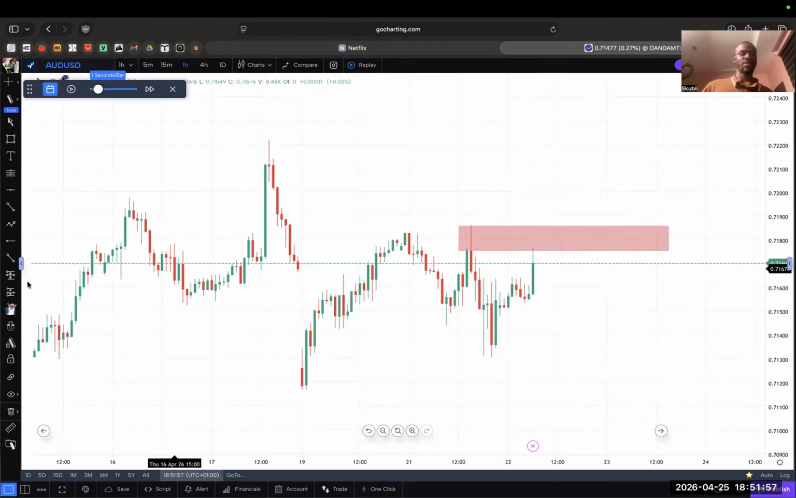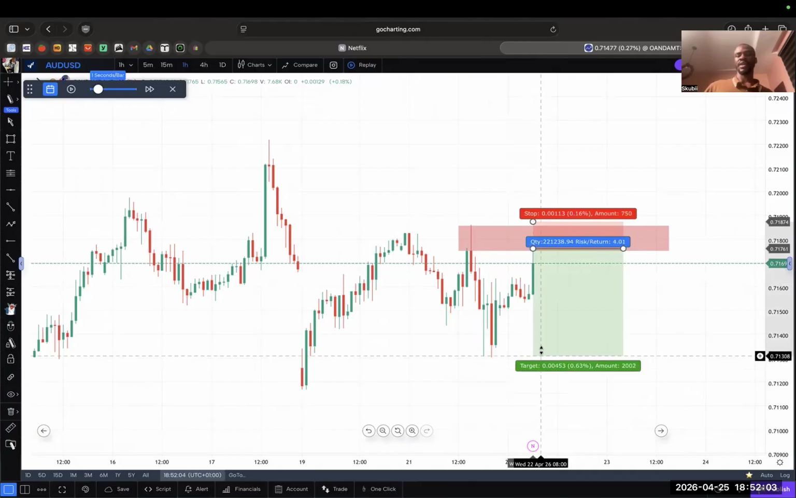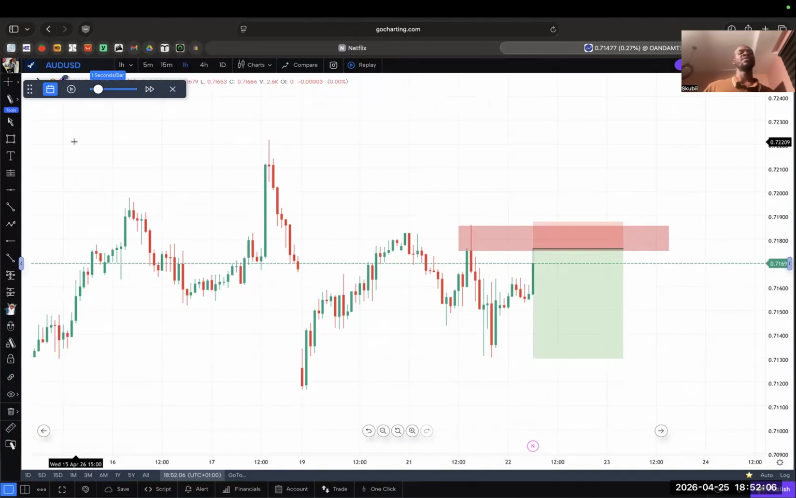Sorry, that's the wrong one. Something like this. Entry here, and then stop loss here, and then target down here. And this trade actually played out. It hit TP, I think, was it yesterday or day before yesterday? This was the setup we had.